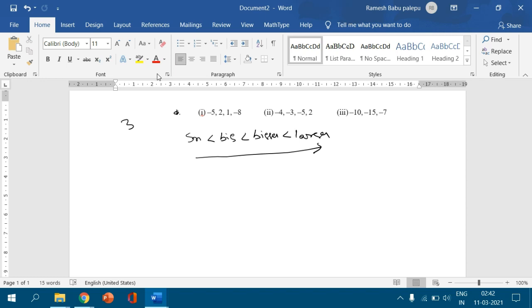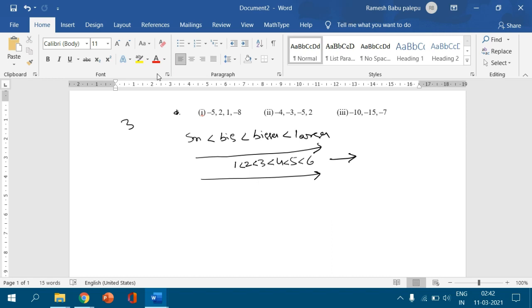This is known as the ascending order. That means 1, 2, 3, 4, 5, 6. For example, these are in ascending order because the value of 2 is less than 3, and the value of 4 is greater than 3, the value of 5 is greater than 4, the value of 6 is greater than 5, right. As we move from left to right, the values increase. This is known as ascending order, right. The first question that we are going to consider is -5, 2, 1, 8.